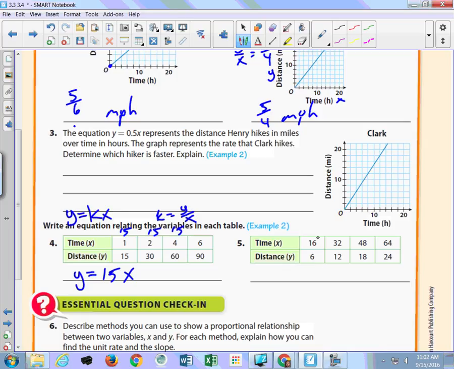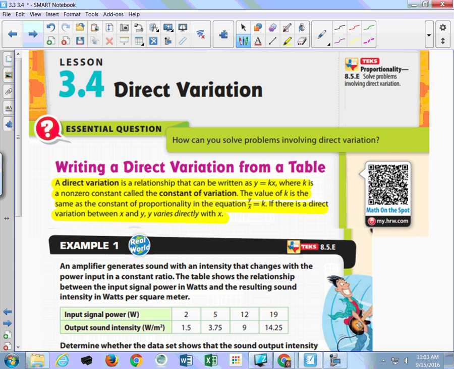Same thing here. I would just do 6 over 16 reduces to, what's that? Divide by 2 and you get 3/8. If you do 32 over 12, if you divide both sides by 4, you get 3/8. So k is 3/8. So y equals 3/8 x. Okay, and that's how you write an equation. All right, moving on. Direct variation. It is the exact same thing. You find it the same way, and everything. Nothing changes.